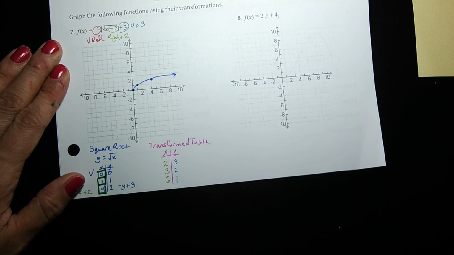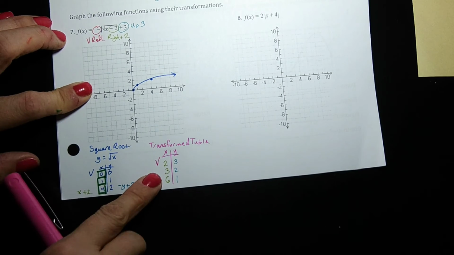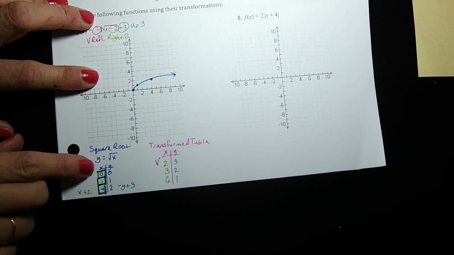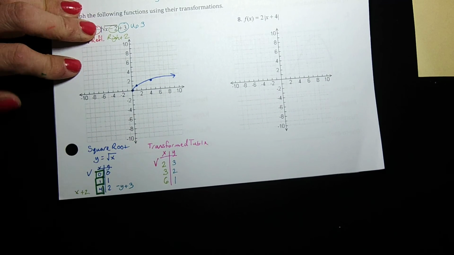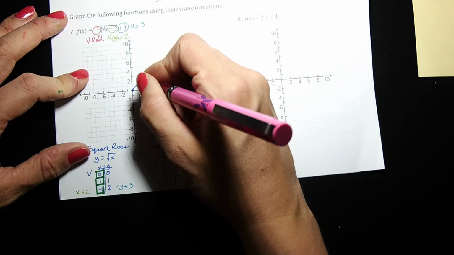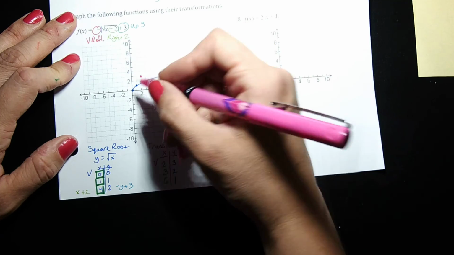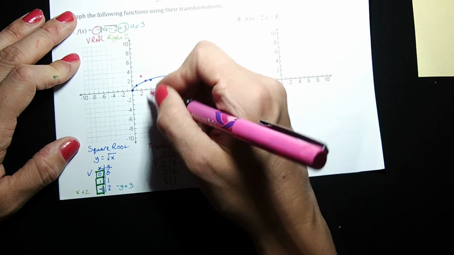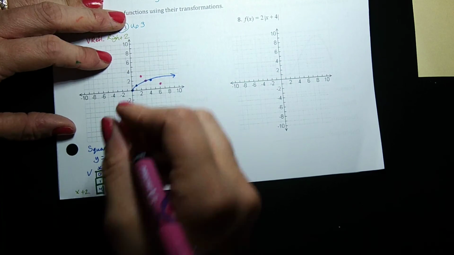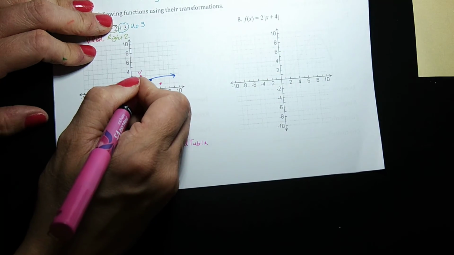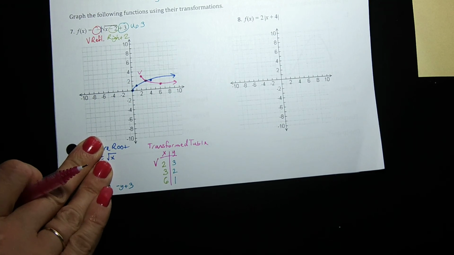And now we are going to plot these transform points. Keeping in mind that this first point is the transformed version of the vertex. So if 0, 0 was the vertex here, here's my new vertex at 2, 3. And that's important for helping you draw the direction of the swoosh. So then 3, 2, and 6, 1. So this top point is the vertex. So then I'm going to curve down through those points.